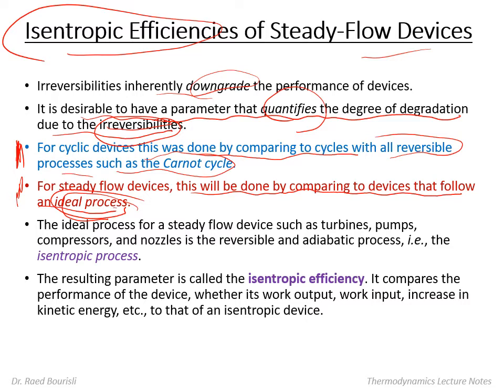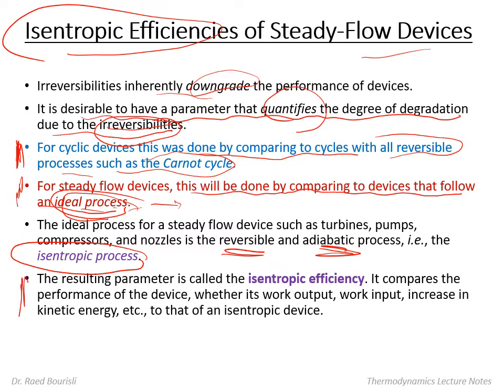The ideal turbine is one that involves no irreversibilities and no heat transfer. So it's a reversible and an adiabatic compression and an expansion in a turbine. In other words, it's the isentropic expansion, isentropic process. So if you want to compare your actual turbine to something, compare it to the isentropic turbine.